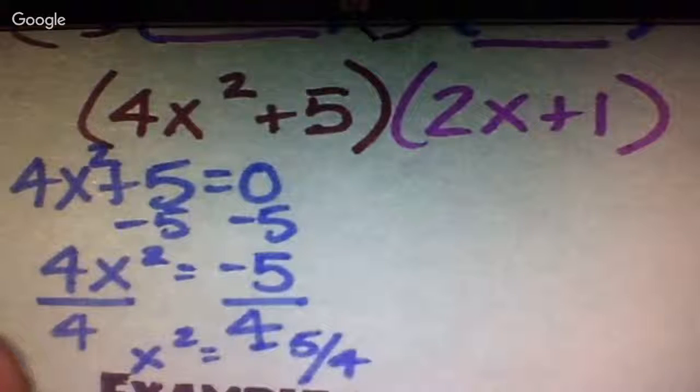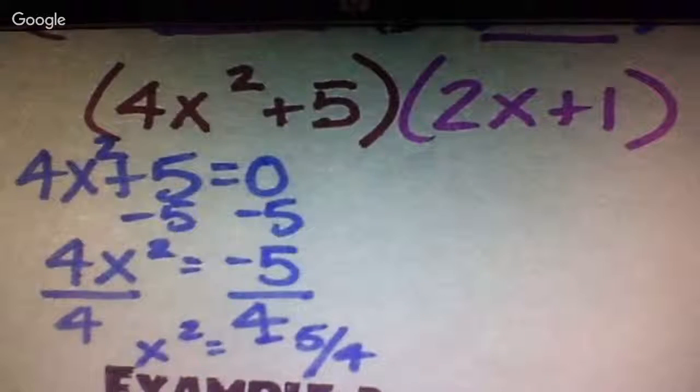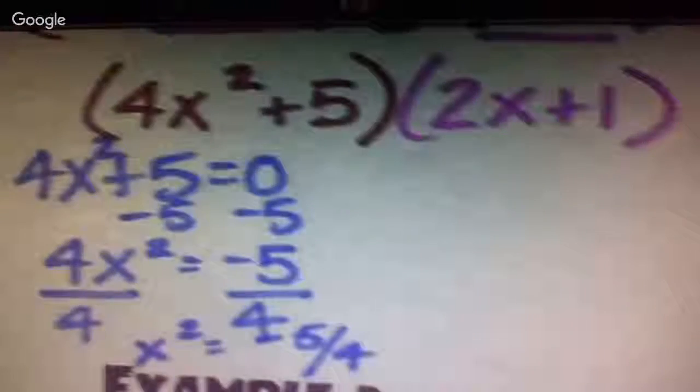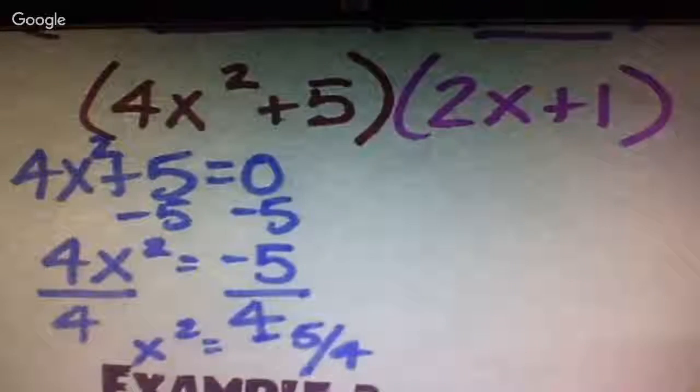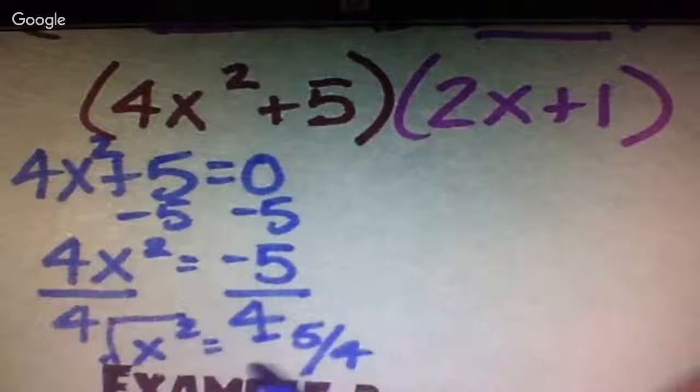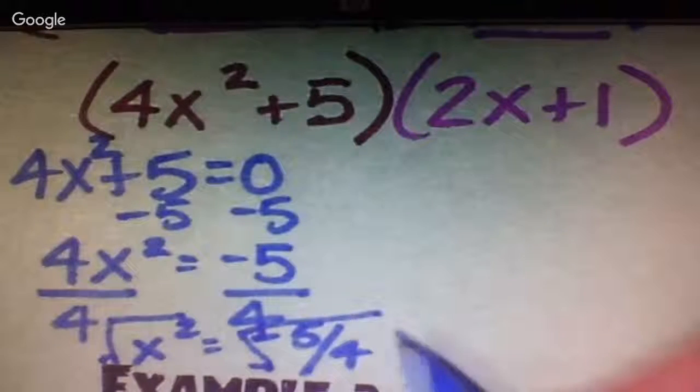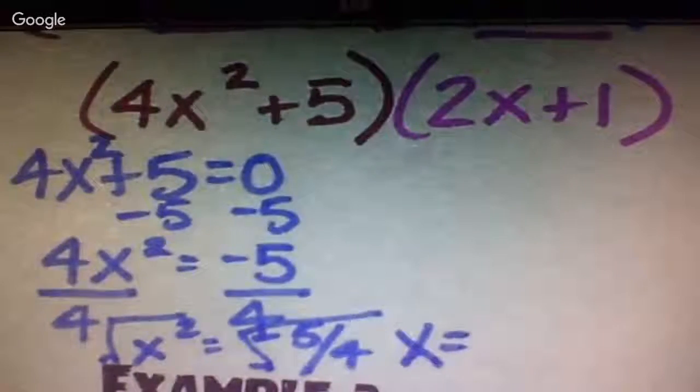How do I get rid of a square then? You have to divide. X squared. What's the opposite of squaring something? Square root. So you would square root both sides and get an answer for x.